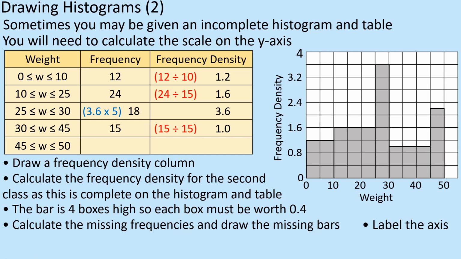And then for 45 to 50, it's just a case of filling these in. I've got a gap of 5, and it looks like it goes up to 2.2. So times that by 5, that's going to give me 11. Now I've got everything filled in. So it's very much about looking at each part of the information and seeing what you can glean from it.